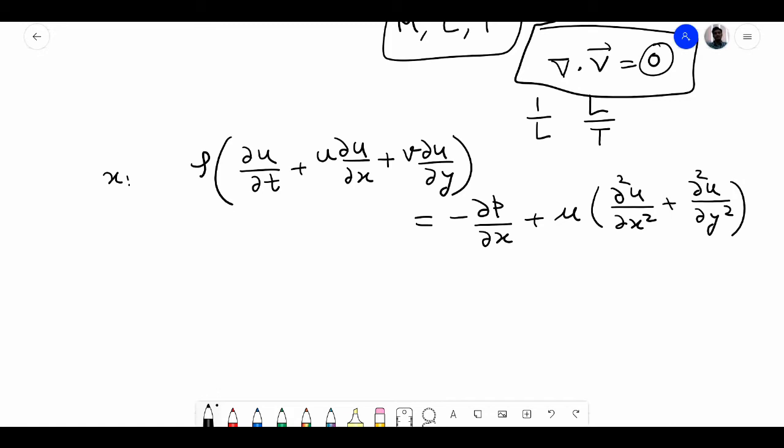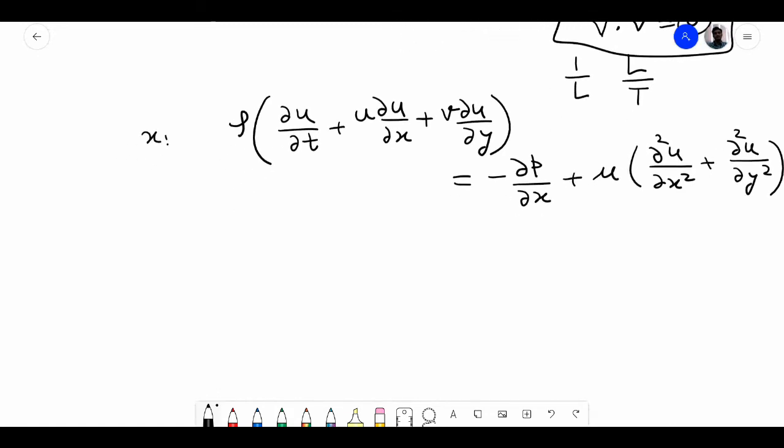And we are neglecting any other force such as electromagnetic force, gravitational force in x direction, and so on. We have neglected. Now you can observe the dimensions of each term. Let's see what is the dimension of rho, that is kg per meter cube.